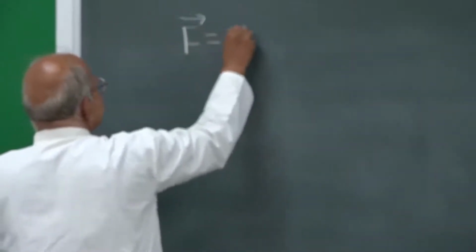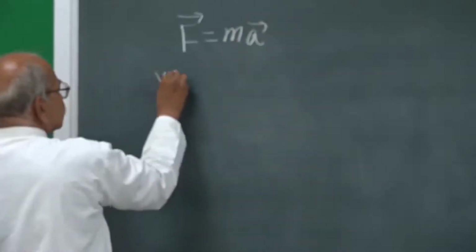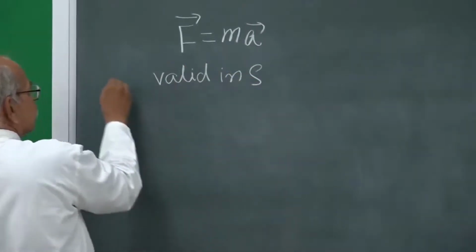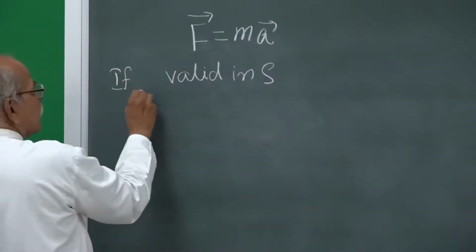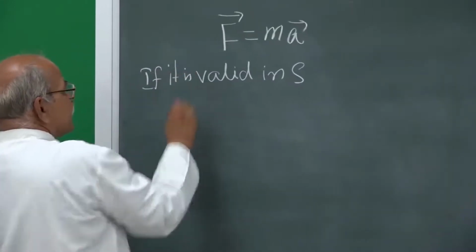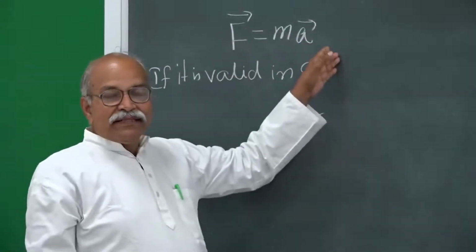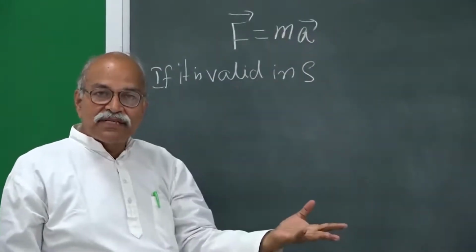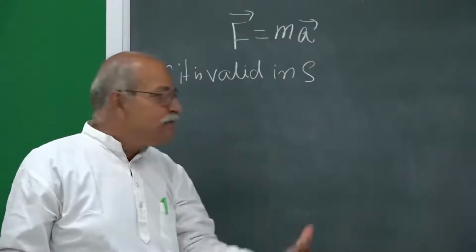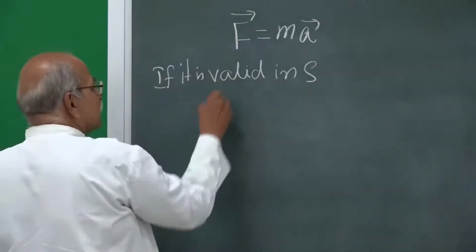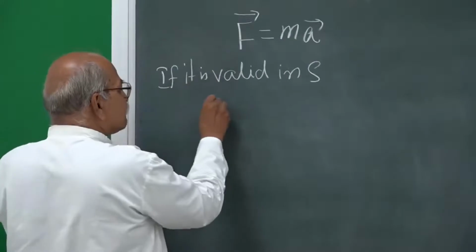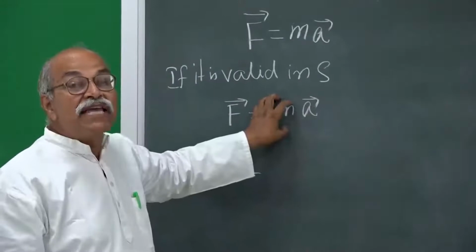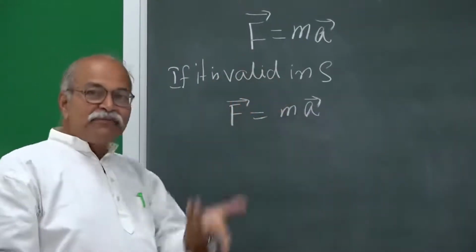and if this is valid in S, if it is valid in S, F is equal to ma, the same quantities when I transform according to Galilean transformation and write from S prime, then I find that okay, there also F remains F, m remains m, a remains a. You have the same form. That is principle of relativity.